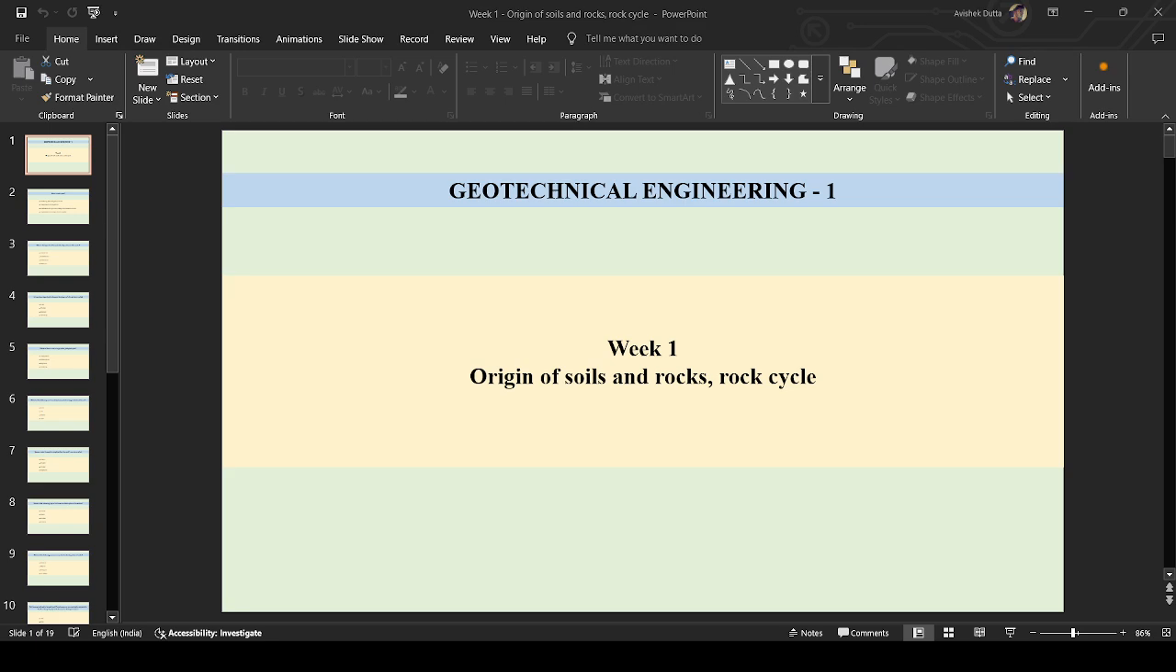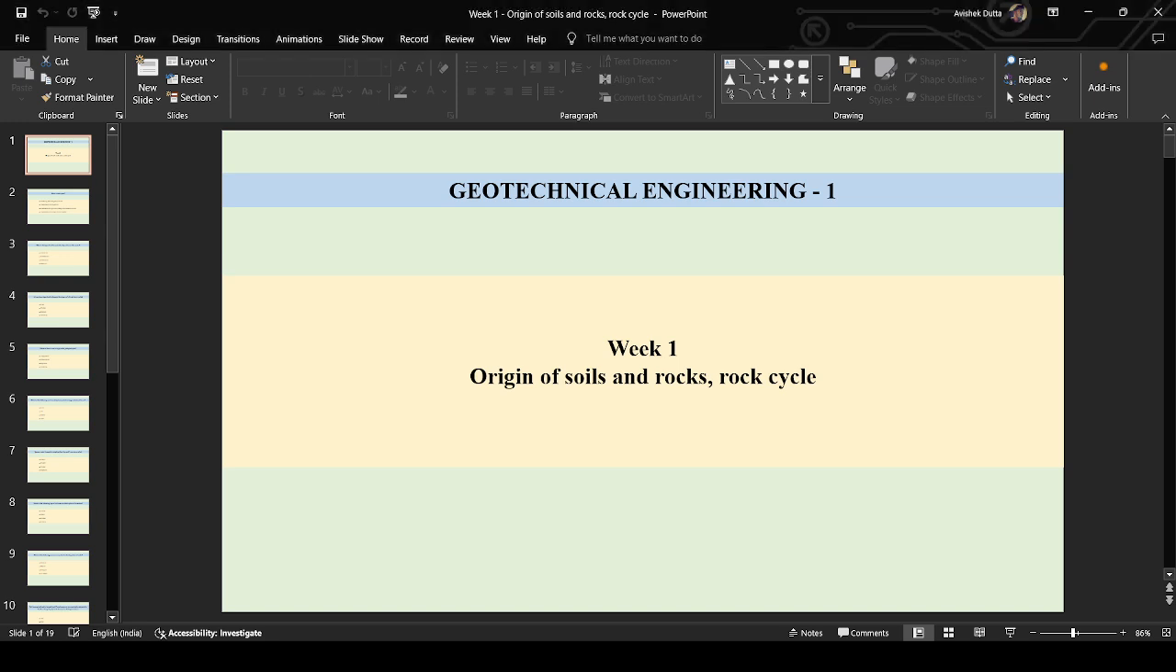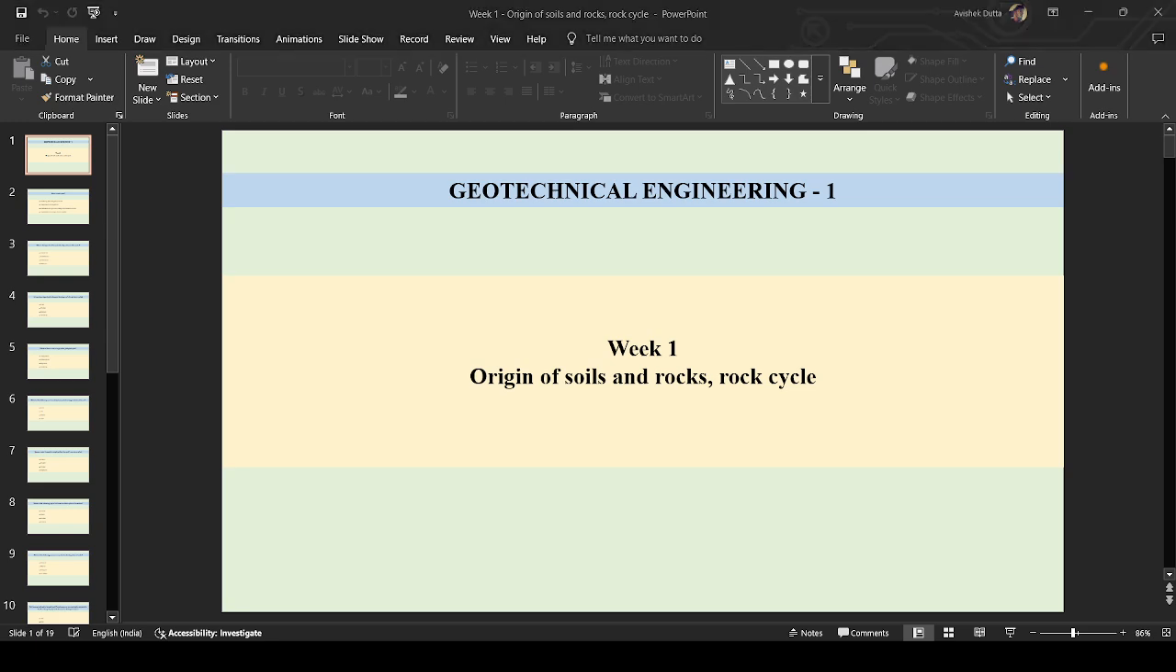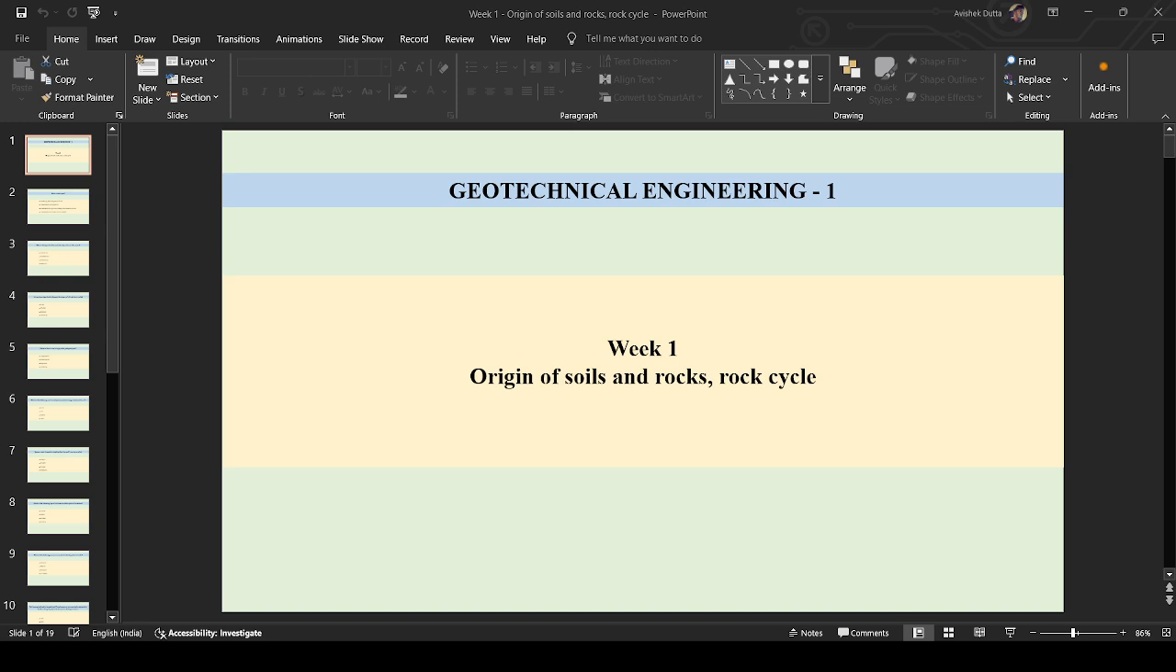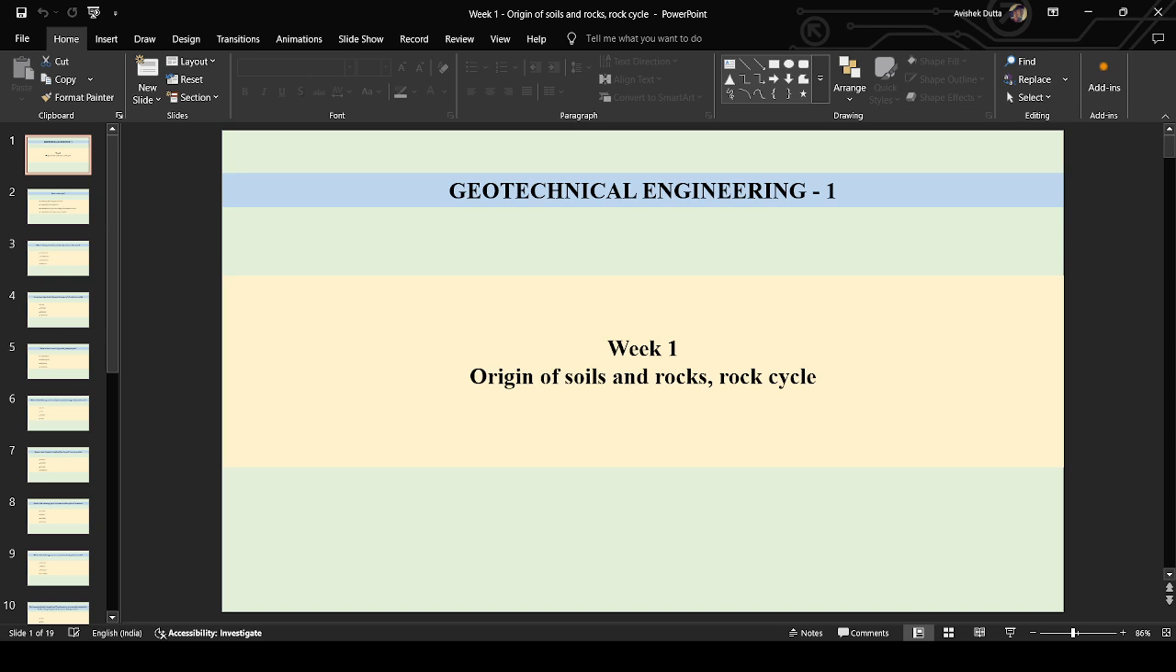This is the first problem solving session, week 1, and today's topic is origin of soils and rocks, rock cycle. Before I start, I'll presume that you all have a certain idea about this topic, that you have read the theory. So I will not be discussing the basics beforehand. I will be straight away delving into the questions. Any theories or conceptual insights you want, I'll be discussing while I explain the answers.